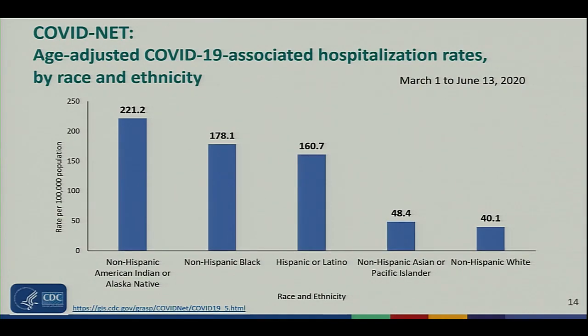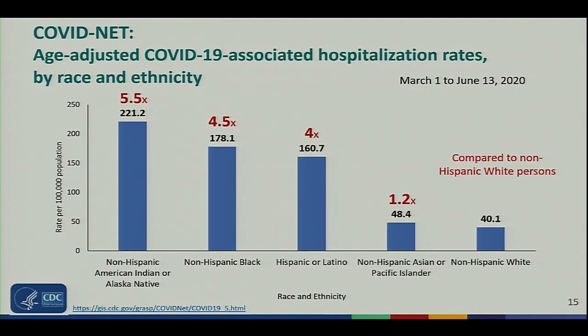COVID-19 associated hospitalization rates by race and ethnicity are calculated using hospitalized COVID-NET cases with known race and ethnicity for the numerator and bridged race population estimates for the denominator. The age-adjusted hospitalization rates by race and ethnicity are presented here. Non-Hispanic American Indian or Alaska Native persons have a rate approximately 5.5 times that of non-Hispanic white persons. Non-Hispanic Black persons have a rate approximately 4.5 times that of non-Hispanic white persons. And Hispanic or Latino persons have a rate approximately 4 times that of non-Hispanic white persons.